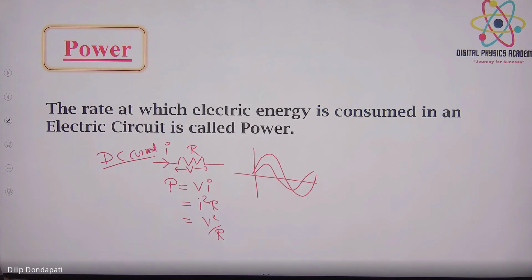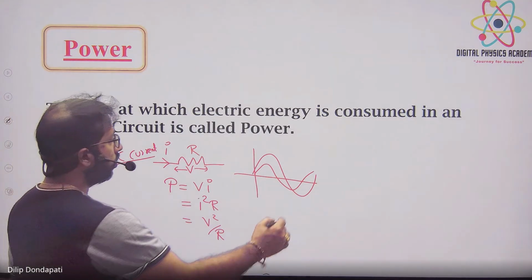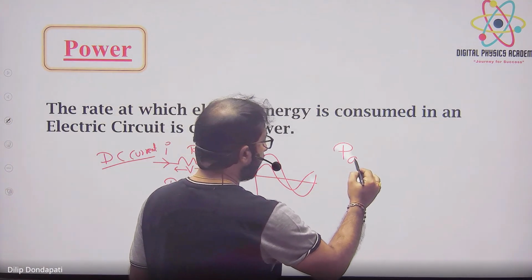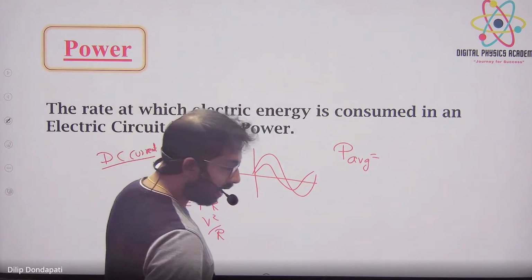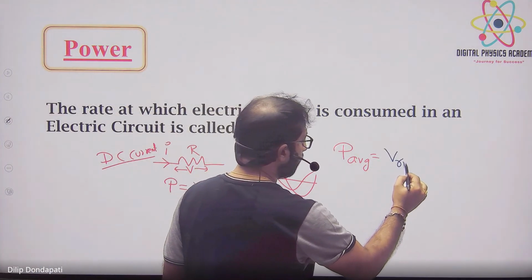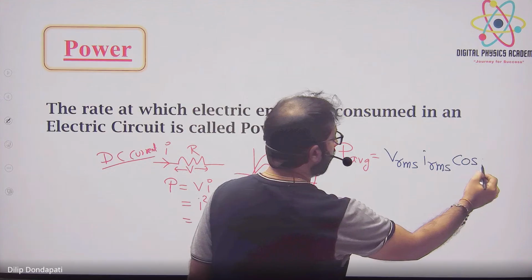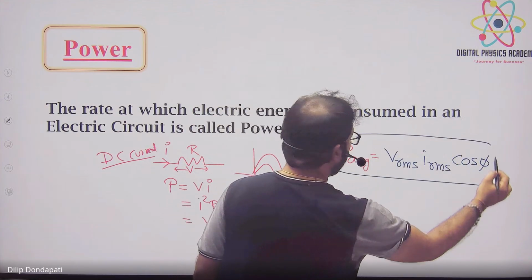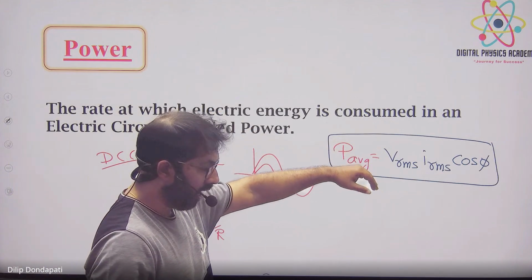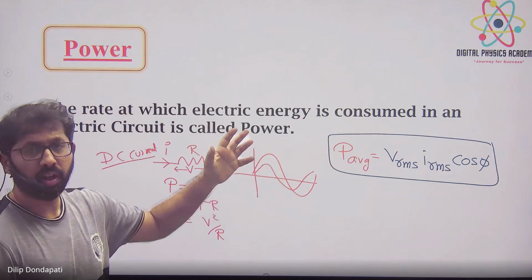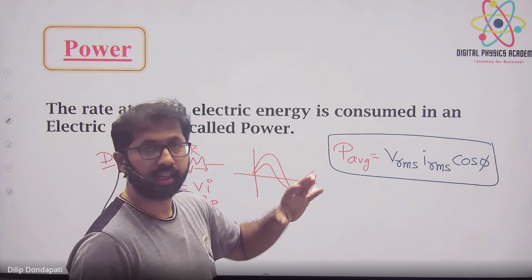In AC में we have to use always, whenever they ask power, we have to find average power only. Okay. So average power का formula लिख रहा हूँ. P average is VRMS into IRMS into cos phi. This is the formula for average power. In AC always we have to use VRMS into IRMS into cos phi. And you know how to convert peak to RMS, you know already. The voltage given in the question is RMS, unless mentioned.